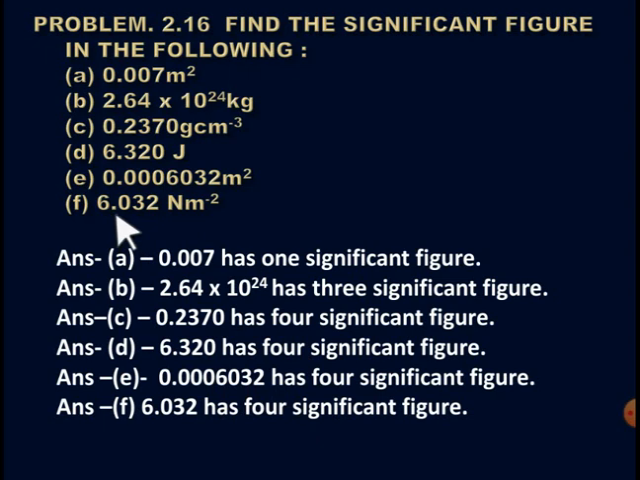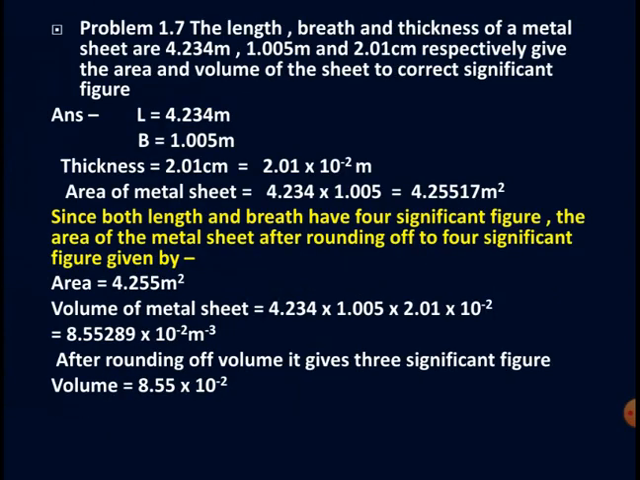Similarly, like that 6.032, as this 0 is coming in between two non-zero digits, all these digits will be significant figures. So 1 2 3 4, this will have 4 significant figures, right? Let's see about the next questions.